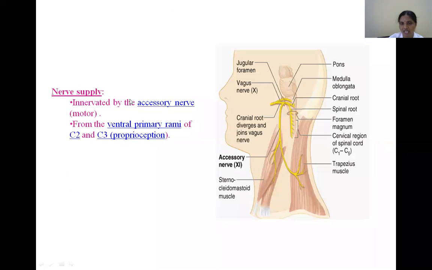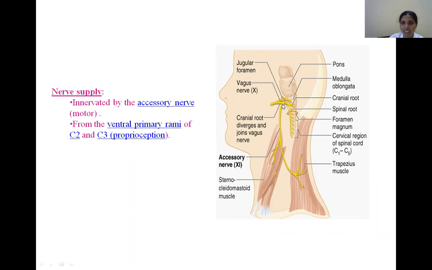Then what is the nerve supply? See, the sternocleidomastoid is supplied by the spinal part of the accessory nerve. So what is this accessory nerve? The 11th cranial nerve, as it emerges through the cranial foramen into the neck region. As it passes through the jugular foramen, it gives off a branch to join with the vagus nerve. That branch is the cranial root. After that, through the vagus nerve, the cranial root supplies the muscles of the pharynx and soft palate by means of the pharyngeal plexus, right?